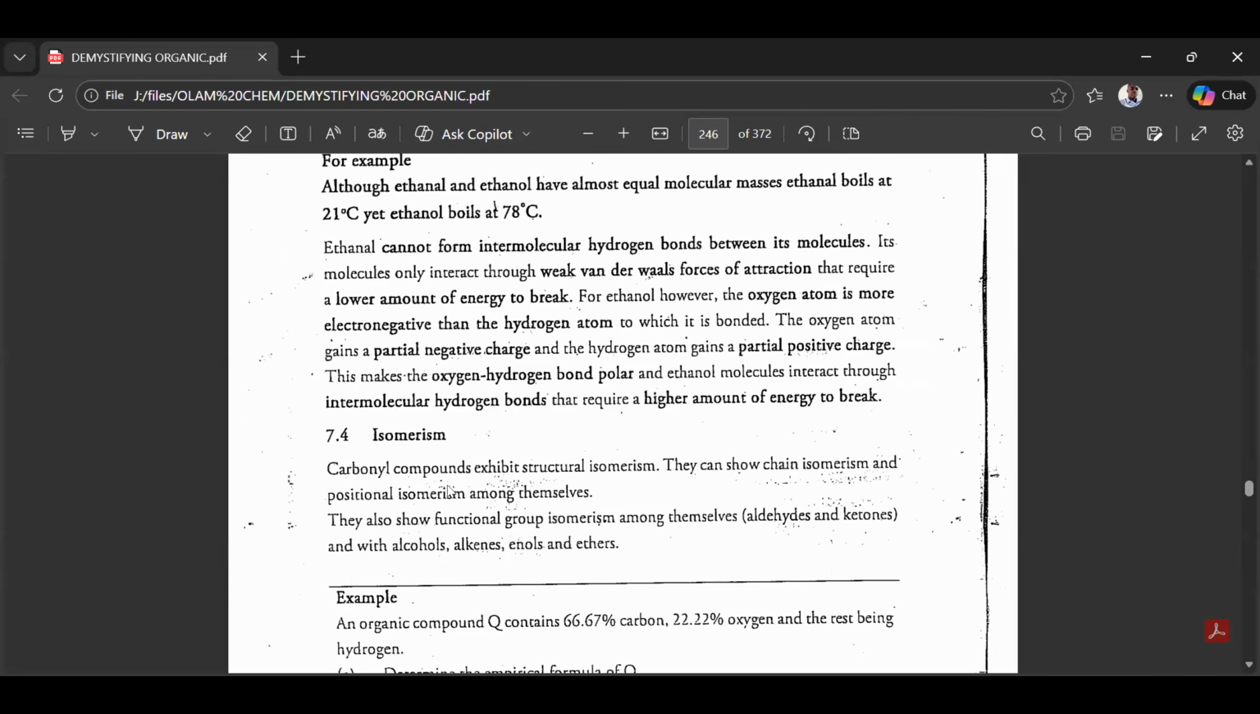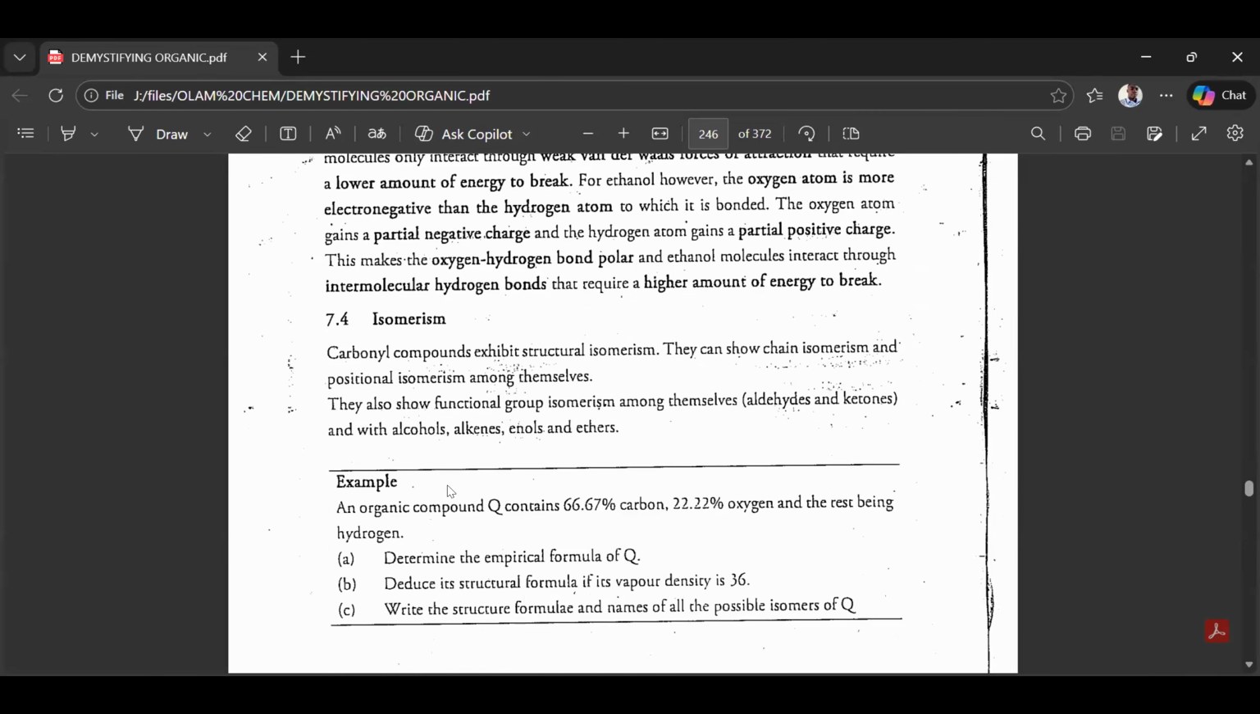We are going to isomerism. We talked about isomerism in alcohols, isomerism in alkanes, isomerism in alkenes, isomerism in alkyl halides, whatever. And you remember what we talked about when we were defining isomerism. We have two types of isomerism: structural isomerism and stereoisomerism. But we basically have been talking about structural isomerism, where we have chain isomerism, positional isomerism, and functional isomerism.